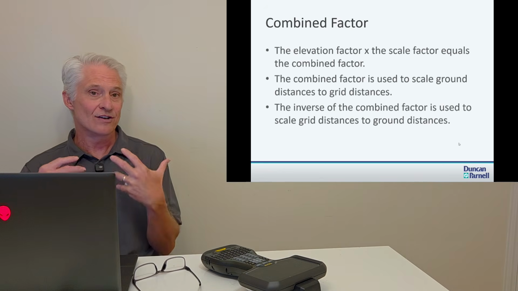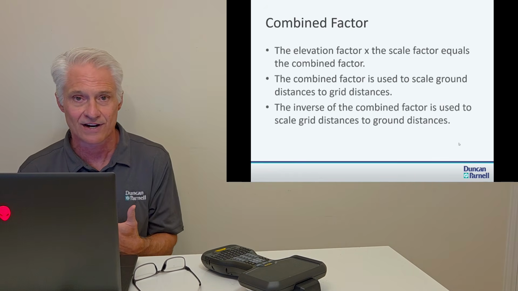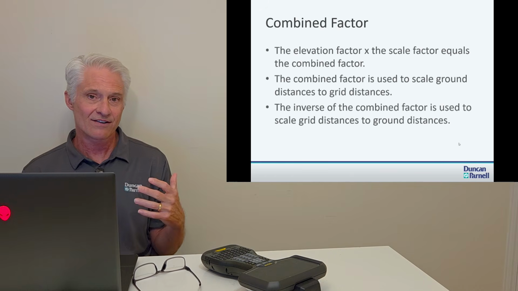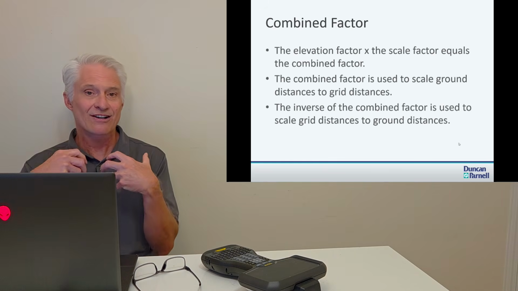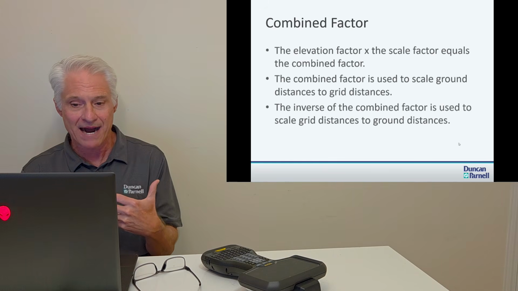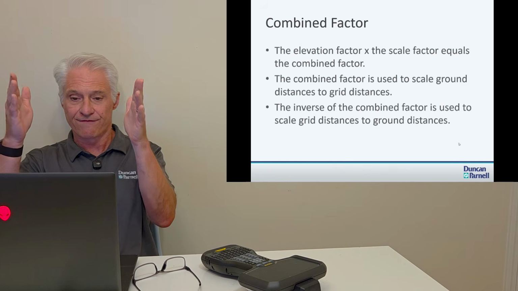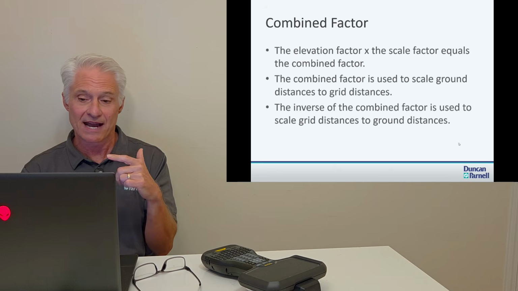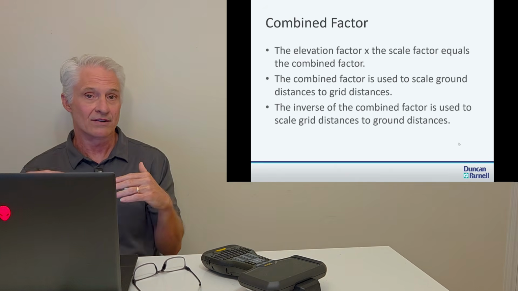Now, I take those 2 factors and I combine them, and that's what we're used to seeing as surveyors, a combined scale factor. If I take the elevation factor, multiply it times the scale factor or the grid factor, that creates what's called a combined factor. A combined factor will scale us from the ground down to grid. If I inverse that amount, it will scale me from grid to ground, okay?